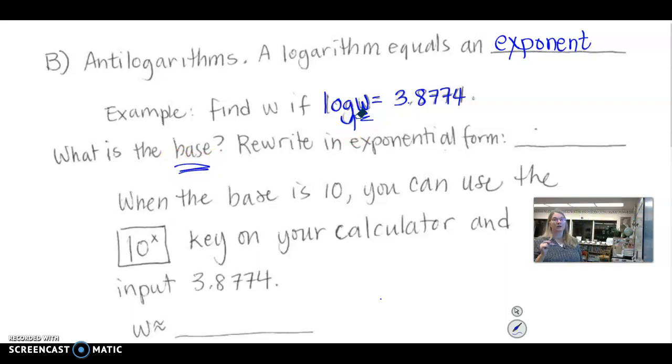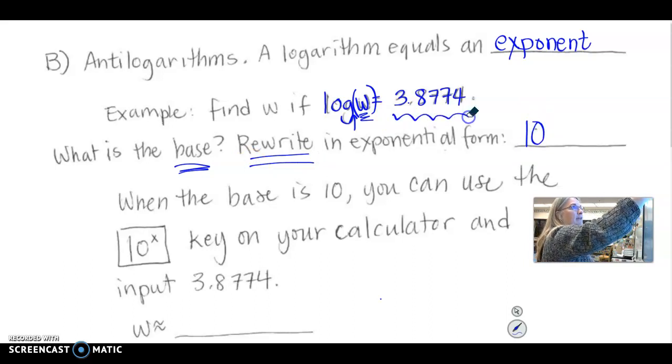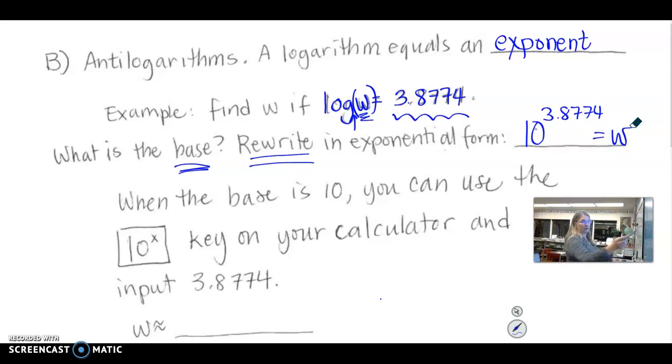So one way to do this is, well, this is how you want to do it. When you're solving for a logarithm, you're going to want to rewrite it in exponential form. So we have our base 10. And remember, a logarithm is equal to the exponent, so that's going to be the exponent to the 3.8774. That is what is equal to our w, our variable in there. So there is a button on your calculator.